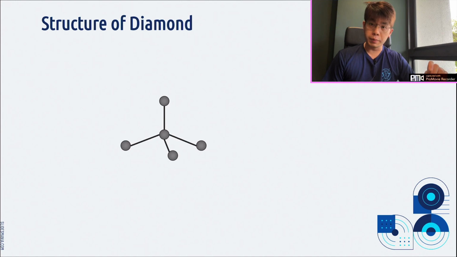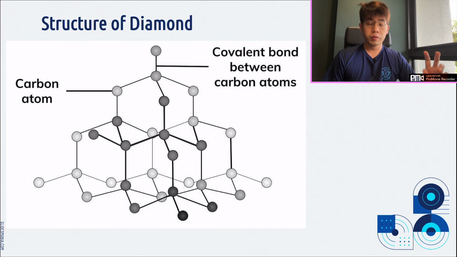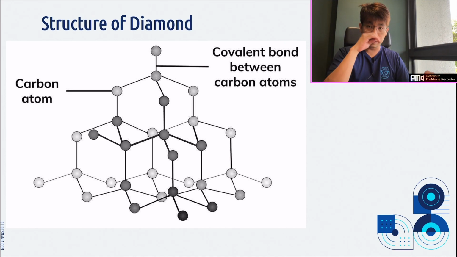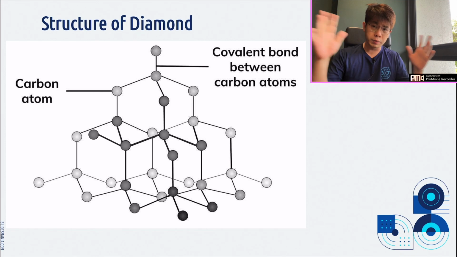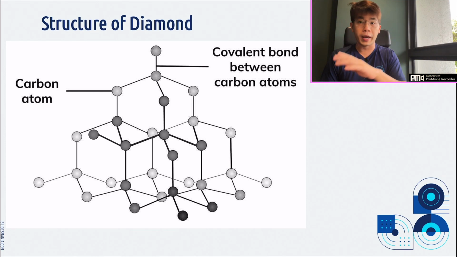So you can see the carbon in the middle is bonded to 4 other carbons, and this carbon will also be bonded to another 4 more carbons. Each carbon you can see here is bonded to 4, and this will continue and continue all the way to the edge of the diamond. So that means a piece of diamond consists of carbon atoms covalently bonded all the way from end to end.